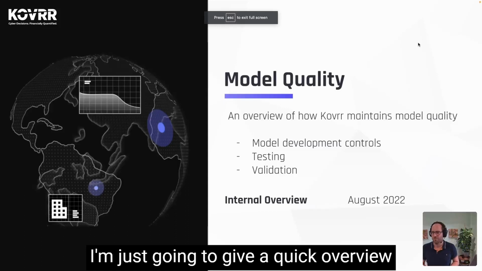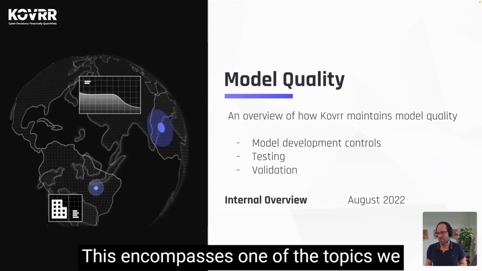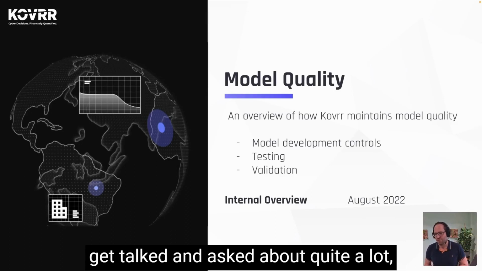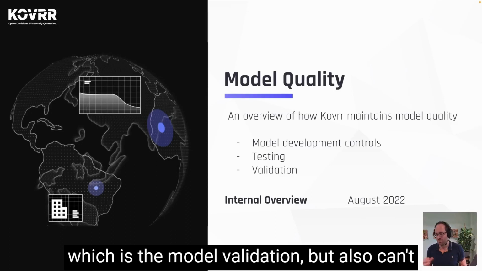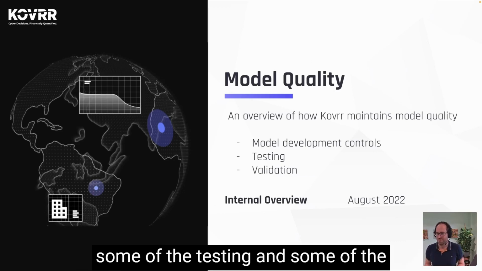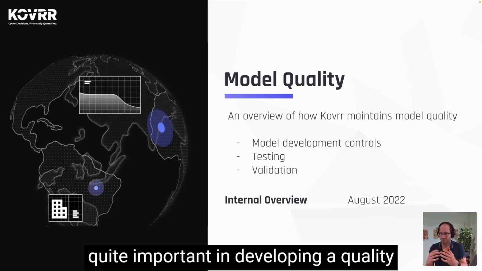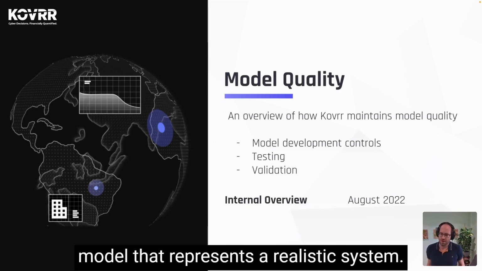Just going to give a quick overview of how Cover approaches model quality within our model development process. This encompasses one of the topics we get asked about quite a lot, which is model validation, but we also can't talk about validation without introducing some of the testing and some of the controls we put in place, which are also quite important in developing a quality model that represents a realistic system.